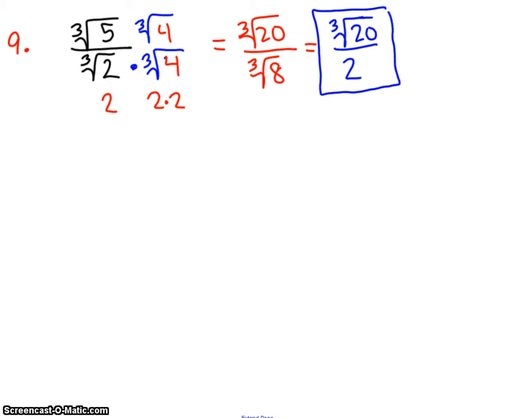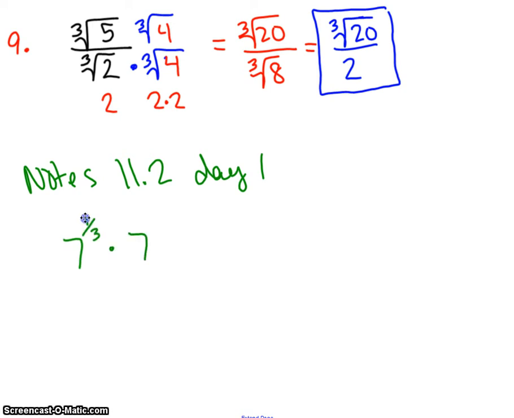Okay. The other things that you'll see on quizzes are examples of exponent rules. So if you look at notes from 11.2, day 1, you'll see problems like 7 to the 1/3 times 7 to the, let's say, 4/3. So you would need to add the exponents. And remember, when you add exponents, you need a common denominator. So that will just be 5/3.